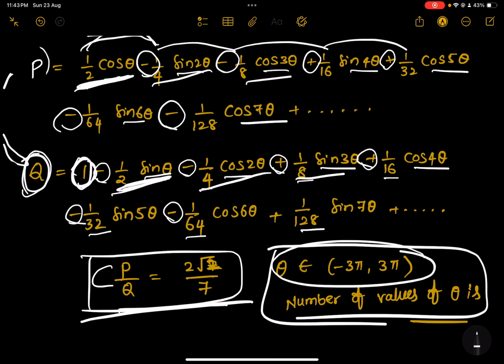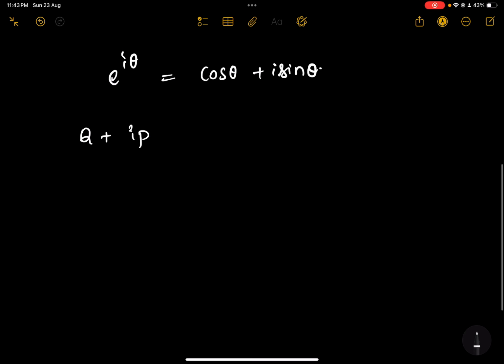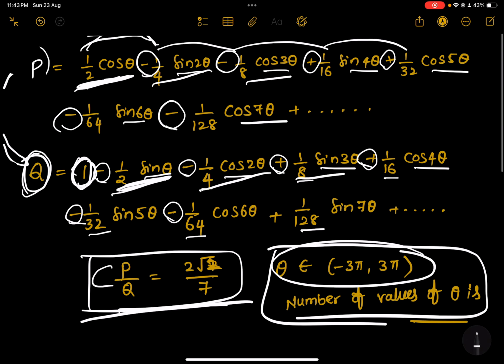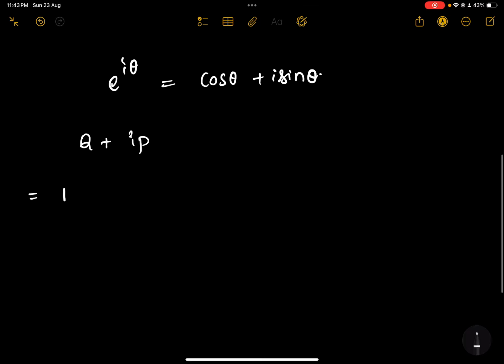That is the reason why I'm doing Q plus P. So let's see what we are going to get when we do Q plus P. The first term will be 1, and then the second term is negative sine theta plus i times positive cos theta, so minus i sine 2 theta plus i times half of cos theta.